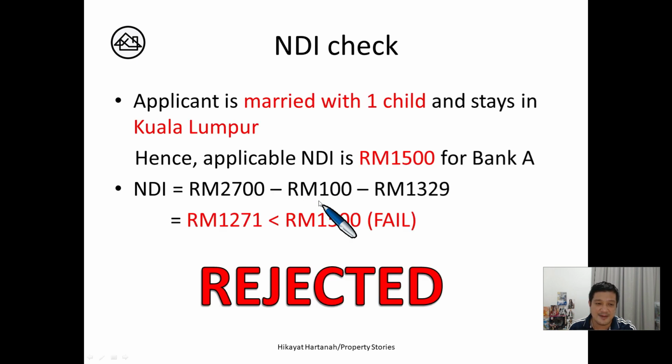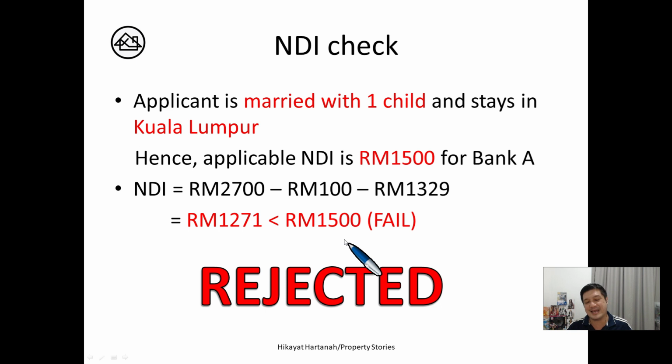Let's check the NDI. Again, the applicant is married with 1 child and stays in Kuala Lumpur. And remember, the NDI for Bank A is 1,500. This one, you calculate again: the NDI is 2,700 minus the 100 ringgit of PTPTN commitment, minus the new commitment, this is the housing loan, right? So you minus, you get 1,271. 1,271 is less than the NDI requirement of 1,500 that is set by Bank A, right? So this one is rejected. You cannot go to HQ for approval, okay?